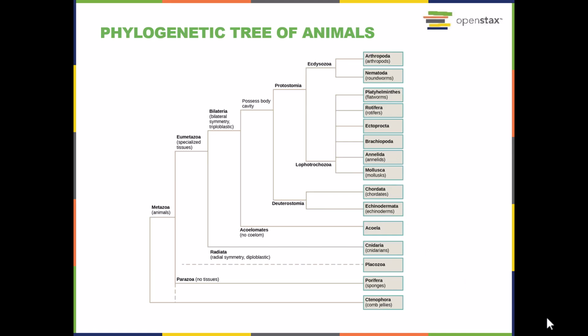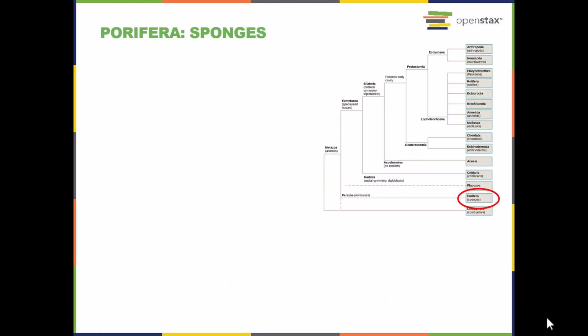Let's take a brief look at the animal groups. First, we'll look at the sponges. They have no true tissues. So everybody else that's in the animal group has true tissues, but the sponges do not. So they have cells that perform certain functions, but not true tissues.